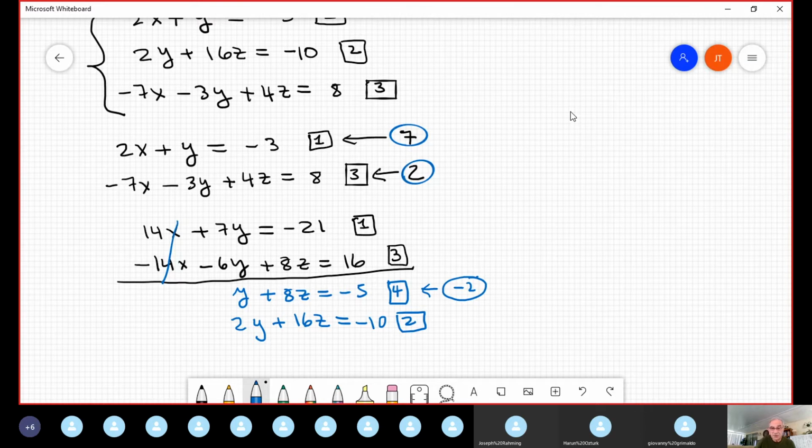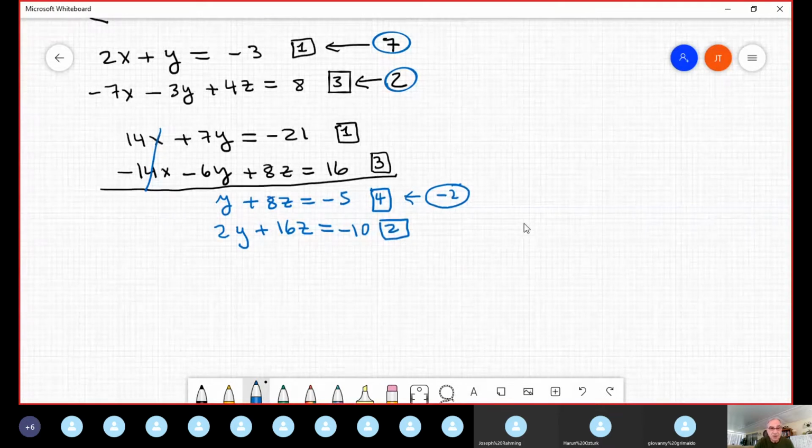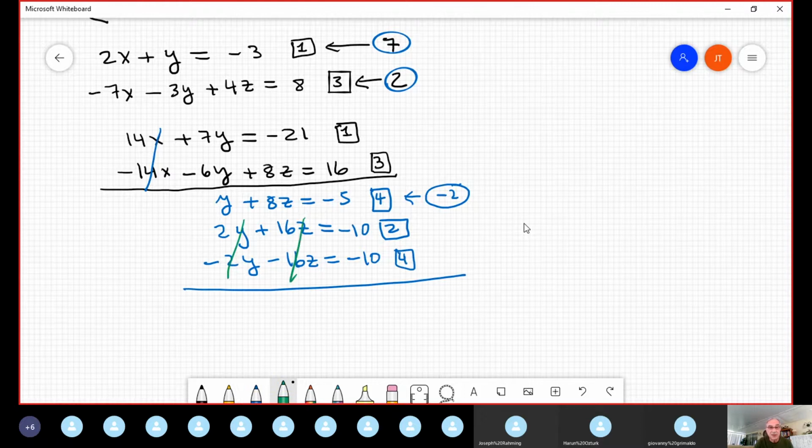Let me see. I copy down minus 2y minus 16z equals negative 10. And this is now my equation number 4, exactly the same. And when you add these equations, look what happened. Wow, this cancels, this cancels, this cancels. And you get this statement, and this statement is true.